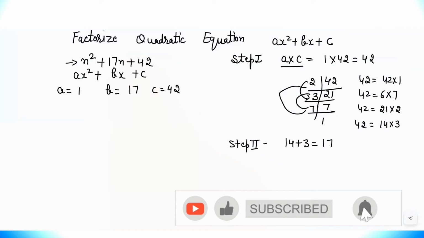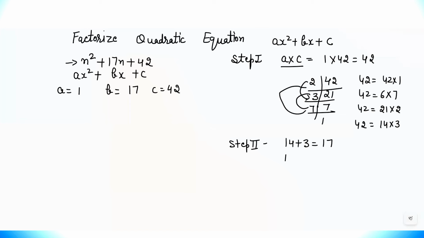And also you need to check, when you find out which numbers give you b, you have to multiply those and it should give you the number which is equal to ac. That means 42. So I'm getting it. So now the next step is n squared, 17n will be written as 14n plus 3n, because 14 plus 3 is equal to 17, plus 42.